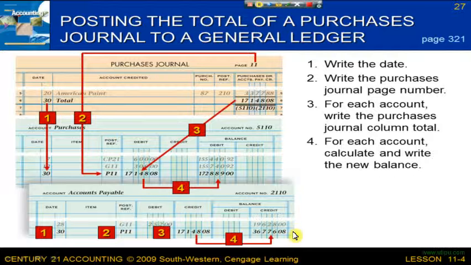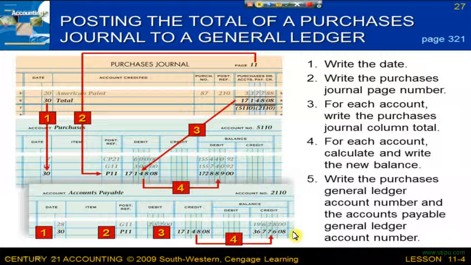And always, step number 5, we need to make sure that we record these account numbers, account number 5,110 and 2,110. And this time, because we're not putting it in a post reference, because we're recording a total, it goes below it in parentheses. And so we're going to write both of these account numbers in their own set of parentheses below the double lines for the total.